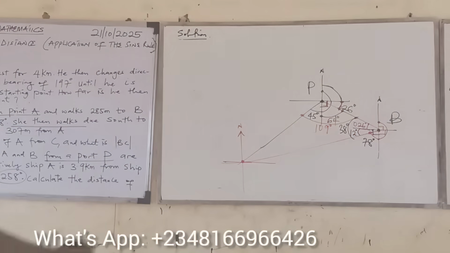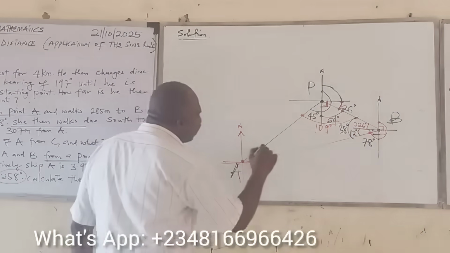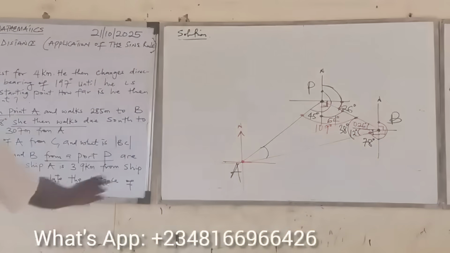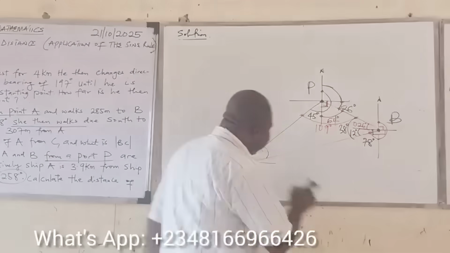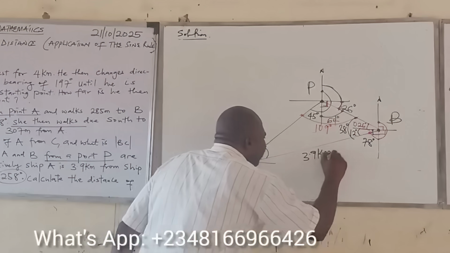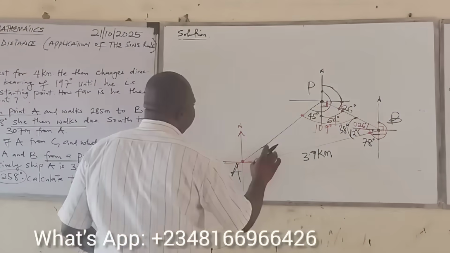Now, this is our point A, remember. So now let's see what this angle is. Now remember, they said A is 3.9 kilometers away from B. So this A from this B is 3.9 kilometers. Now let's look at this angle.